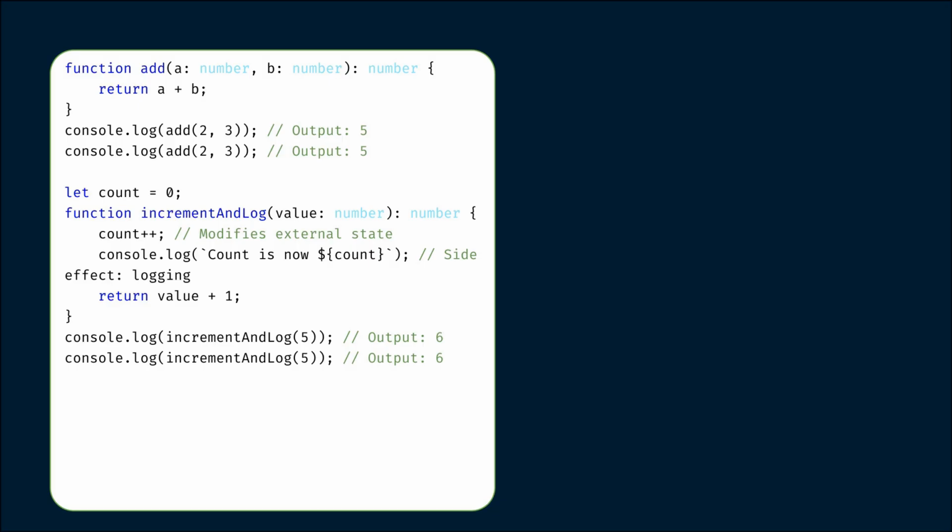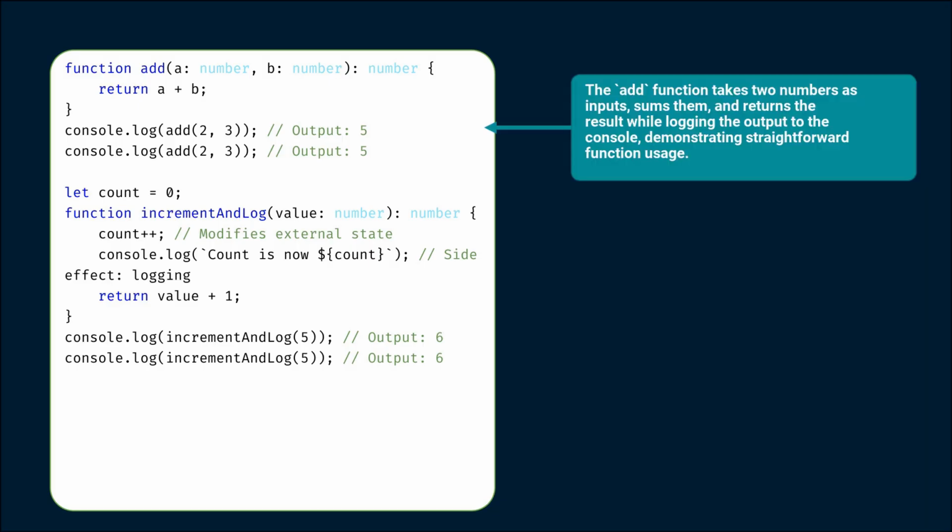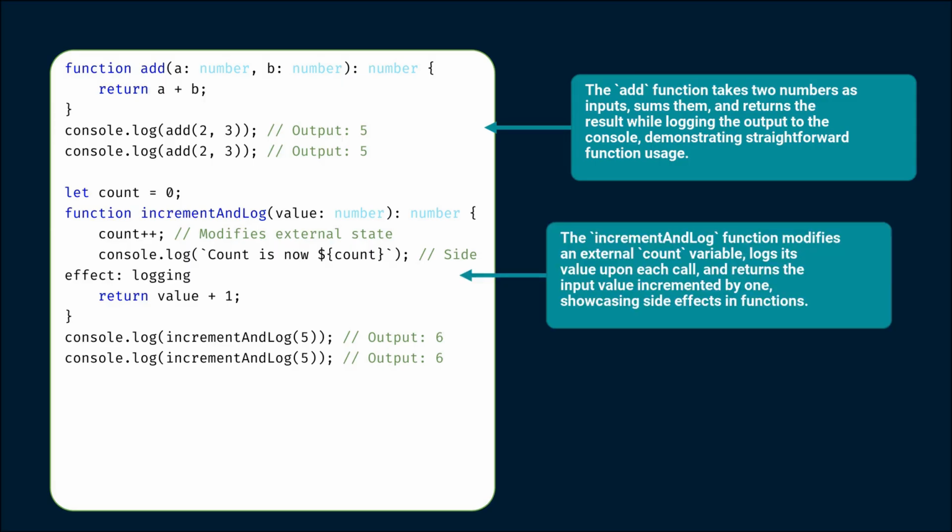Now let's explore the concept of pure functions in functional programming through a simple example. The add function takes two numbers as parameters and returns their sum. This function is considered pure because it always provides the same output, 5, when invoked with the inputs 2 and 3, regardless of when or how many times it's called. There are no side effects involved. It does not change any external state or rely on external variables.